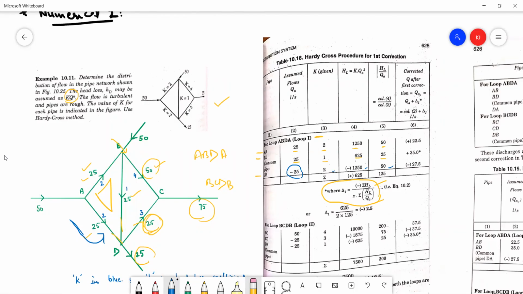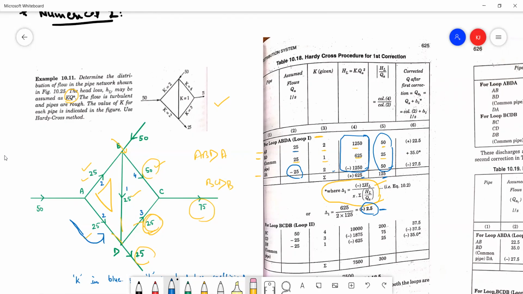Now, for the correction to be applied, we know the formula: minus summation of HL. This summation has to be done along with the sign, because there is no absolute, upon n into summation of HL upon Q. This is the summation over here, and we have finally the value as minus 2.5. So this is the correction which needs to be applied to all the assumed flows of the pipe.